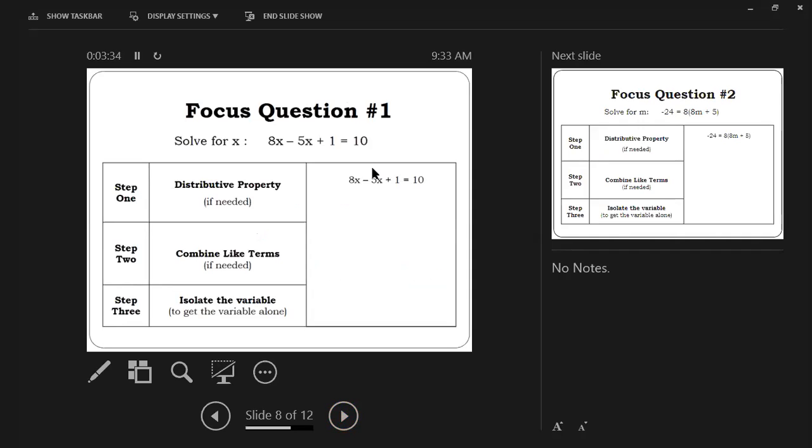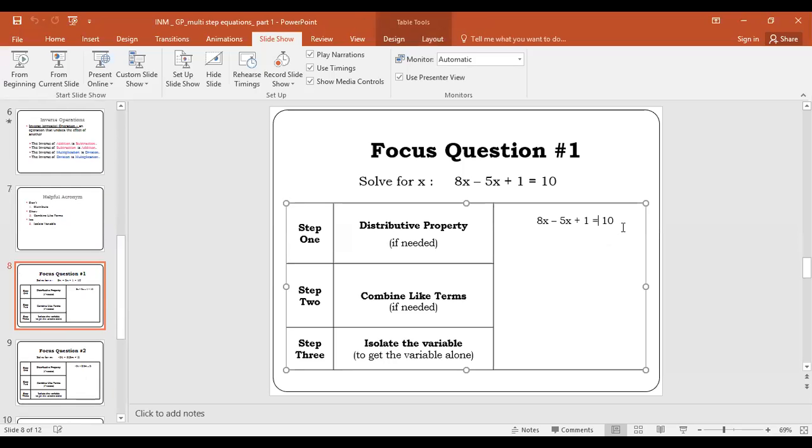So, first question. We have an equation that's got 2 x terms on the left. Okay, so my like terms are the x terms. 8 minus 5 is 3. On that side, I still have a plus 1, and it equals 10. So I've simplified it a little bit. Now, what's the next thing I should do?